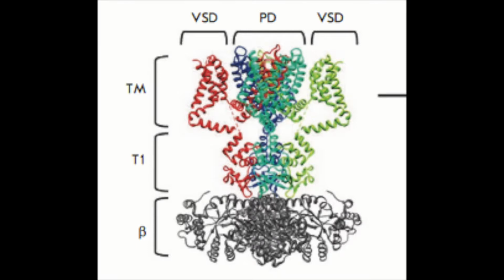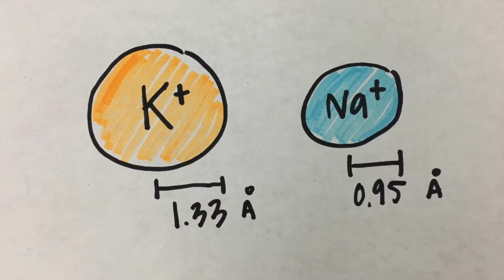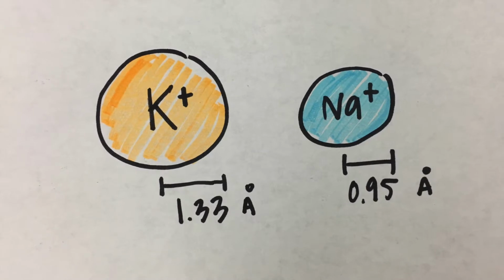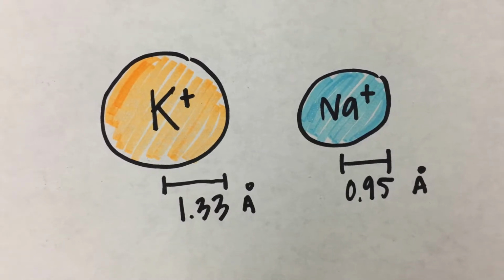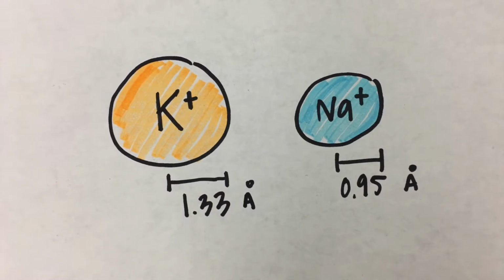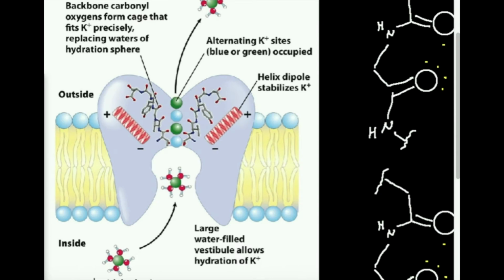So now that we have an idea of what a potassium channel looks like, we're going to focus on how it works. More specifically, we're going to determine how the channel selects for potassium ions over other ions, such as sodium. We know that potassium and sodium ions are both positively charged, and that potassium ions are larger in diameter than sodium ions. A potassium ion has a radius of 1.33 angstroms, while a sodium ion has a radius of 0.95. When a potassium ion approaches the channel, it is in its hydrated state.